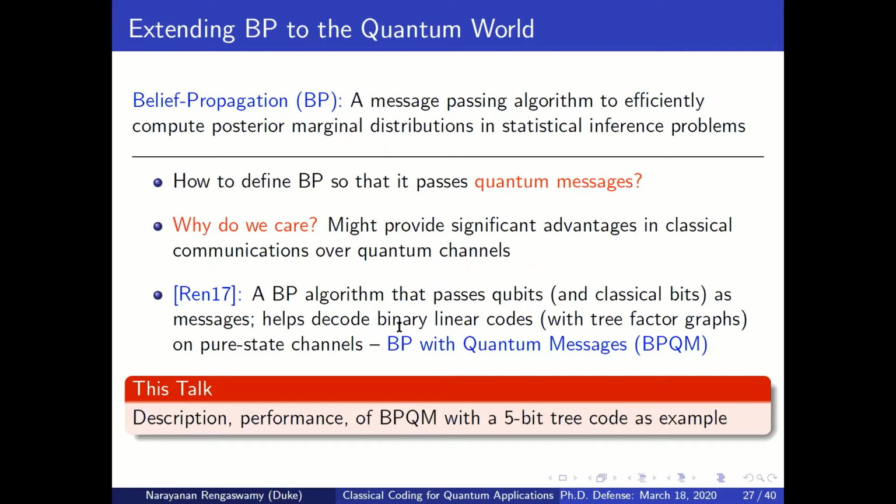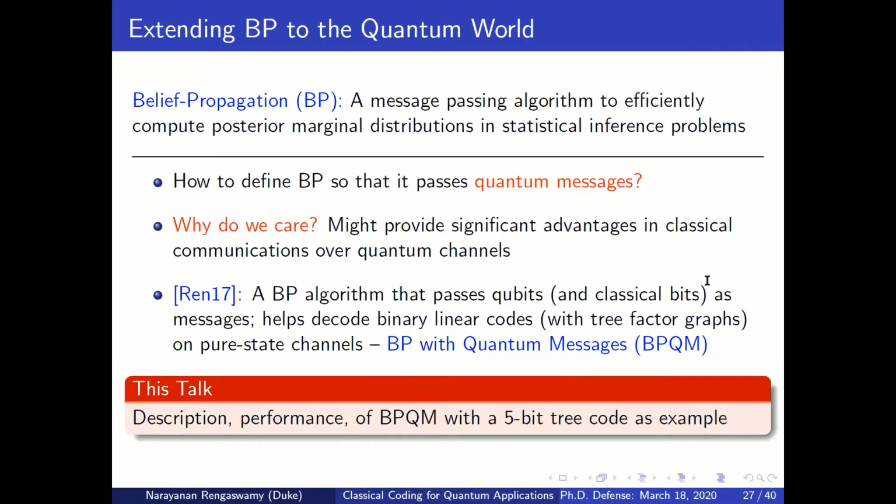The algorithm I'm going to be talking about is called belief propagation with quantum messages. It was introduced by Joseph Renes at ETH Zurich. He defined this BP algorithm that passes quantum messages, so it passes qubits as messages. And he shows that you can decode binary codes over certain quantum channels called pure state channels.